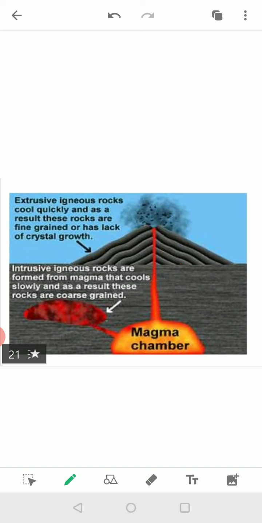Intrusive igneous rocks are formed from magma that cools slowly, and as a result these rocks are coarse grained, which means they have very large granules.